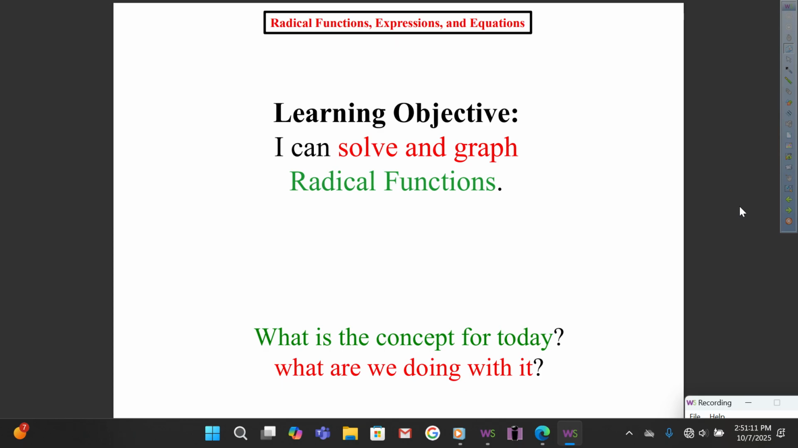Tell your neighbor what's our new concept for today. No, that's the objective. What is our new concept? Radical functions. That is correct. That's going to be in the center of your prayer model. Write that in there, please. You do need a prayer model.